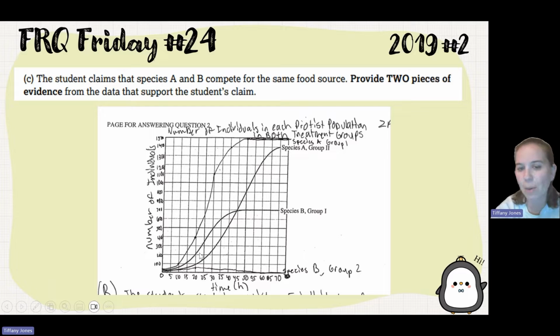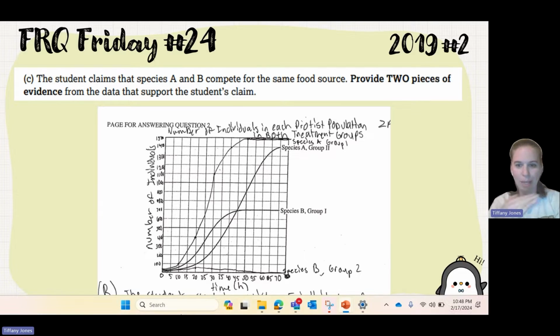I see the same thing here. I look at species B, group 1 and then group 2, and I can see that group 1, of course, has a higher population density than group 2. And so that shows that there was competition. You could also talk about how it came down to the x-axis. So species B, group 2, died due to that loss of food source.